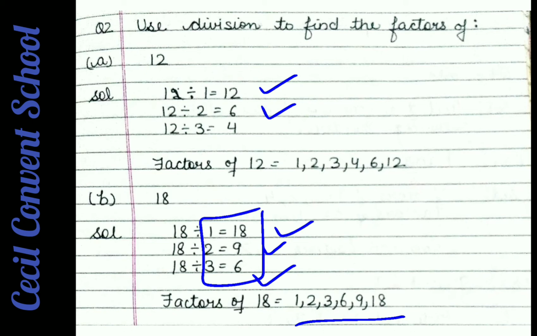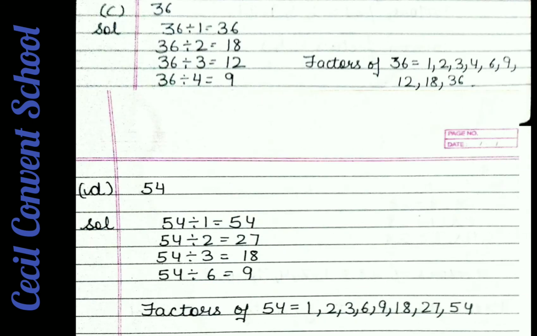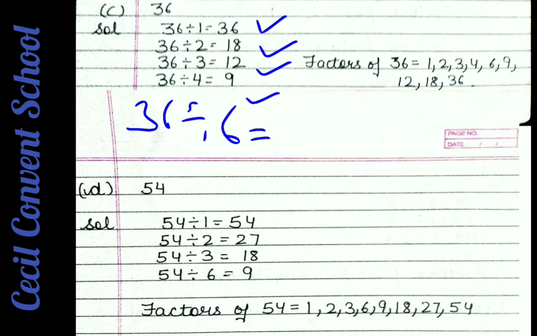Clear, students? Now we do C and D part. Firstly you divide by 1, answer comes 36. Then you divide 36 by 2, because 36 is an even number and all the even numbers are divisible by 2. And when you divide it, answer comes 18. Then you divide 36 by 3, answer comes 12. 36 divided by 4, answer comes 9. Clear? Then you divide 36 by 5, not possible. So what to do? You divide 36 by 6. Clear? So answer comes 6.